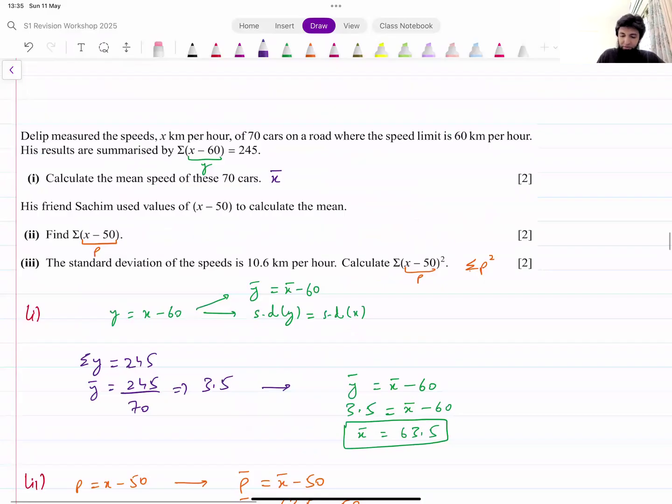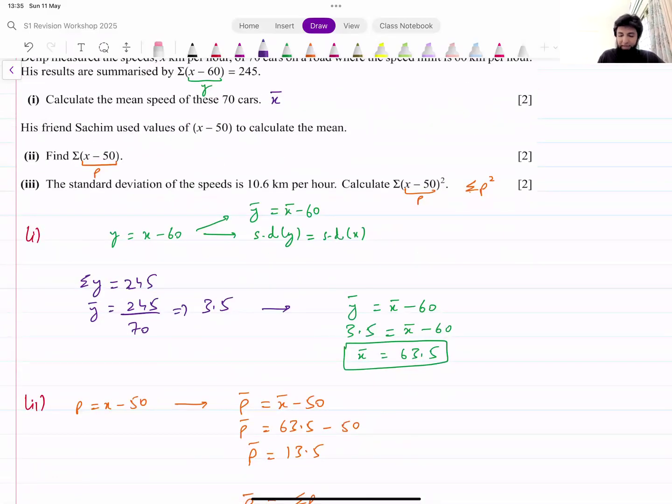Again, you can use a substitution. You can say p is equal to x minus 50. You have to find sigma p squared from this. Now, standard deviations are going to be equal, right? When you have linear transformations, standard deviations of all of these variables are going to be equal to each other.